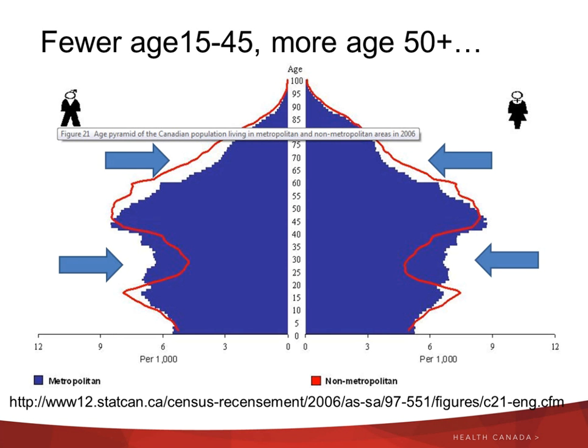Looking at the age structure, this is the population pyramid comparing urban areas in the blue shaded area and the red line highlighting rural areas. So age along the vertical axis and proportion of the population essentially on the horizontal axis. And you can see with the lower arrows a smaller proportion of individuals 15 to 45 in rural areas, and a larger proportion age 50 and over in rural areas. So that's of interest in terms of susceptibility to air pollution effects.